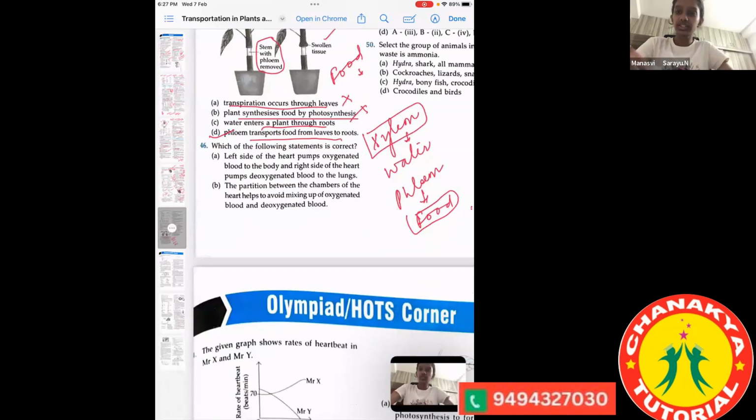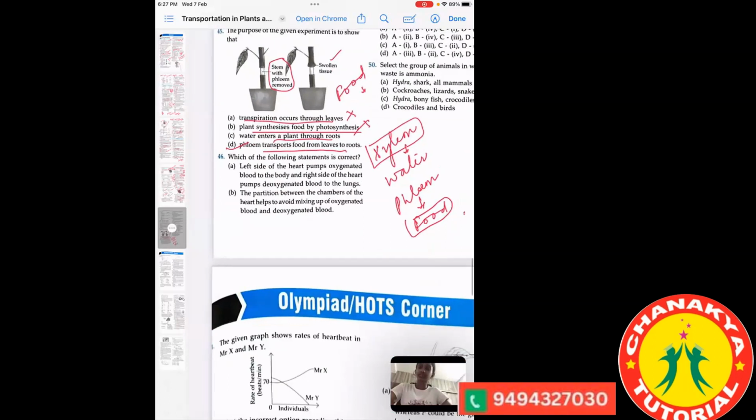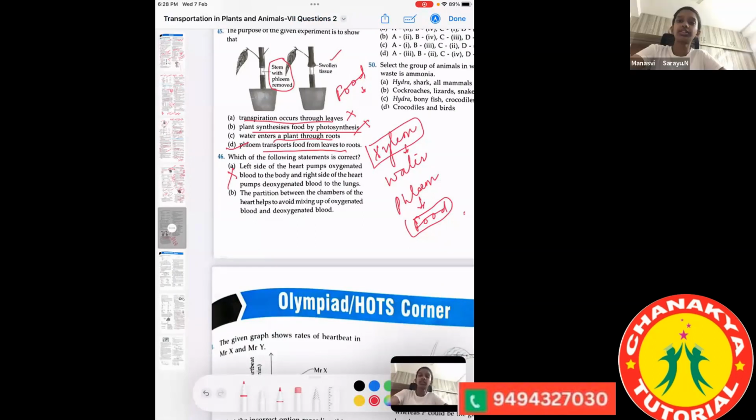Which of the following statements is correct? Ma'am, it's B. Okay, let me read out the statement. The left side of the heart pumps oxygenated blood to the body, and the right side of the heart pumps deoxygenated blood to the lungs. Is it wrong, right, or correct? Ma'am, it's wrong.